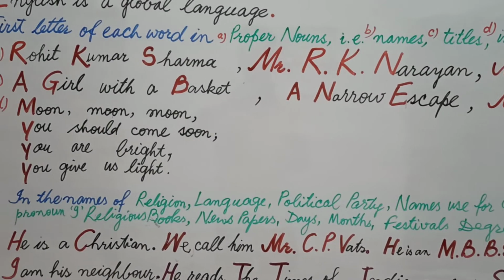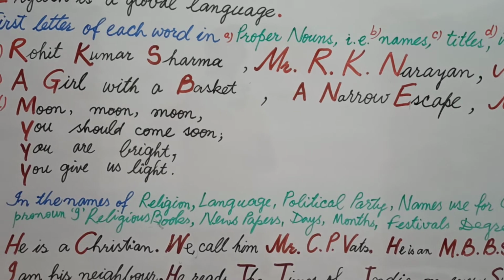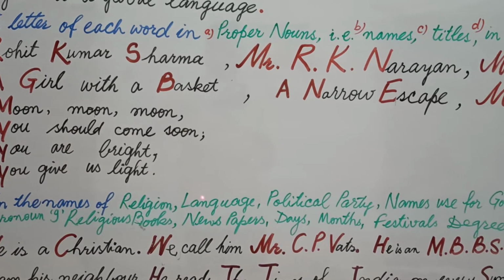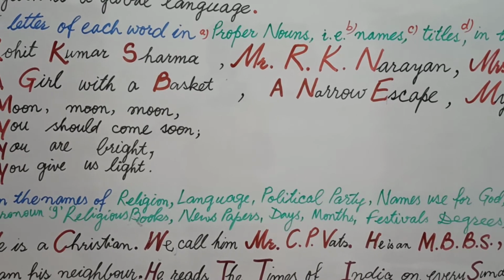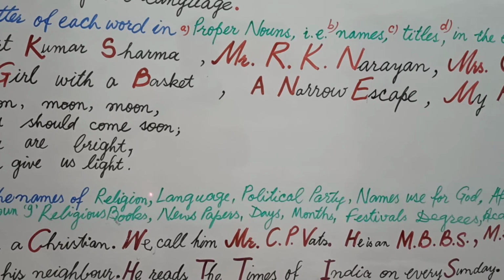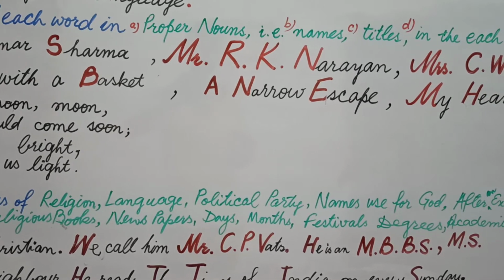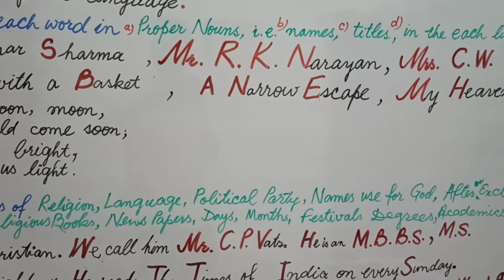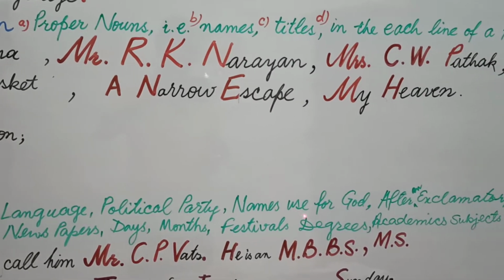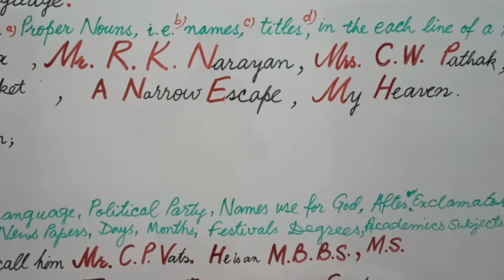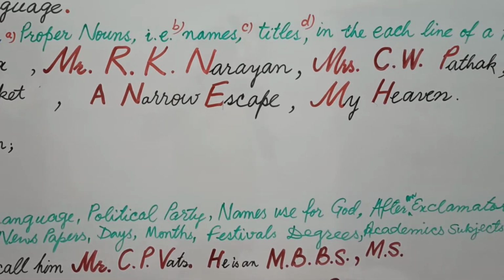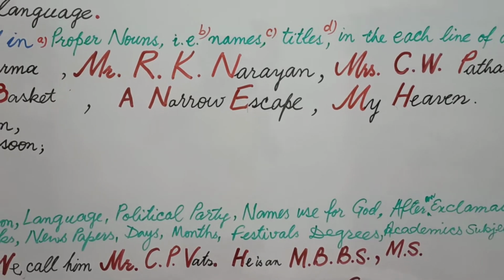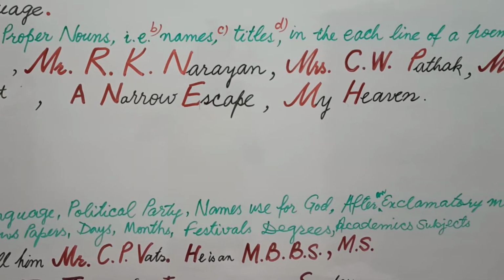Now students, let's see religion: Hindu, Muslim, Sikh, Christian. The first letter of these words should be capital. Language: English, Hindi, French, you use first letter capital. Political party: BJP, Indian National Congress, BSP, you should write first letter capital. Names used for God. Students, sometimes we use He for God, then we write H capital. And names of God are always written with capital letters.